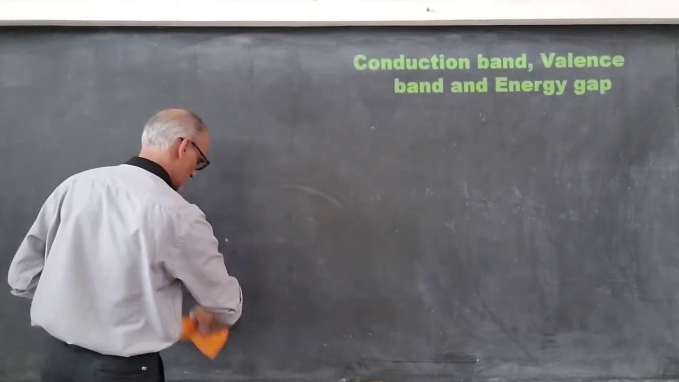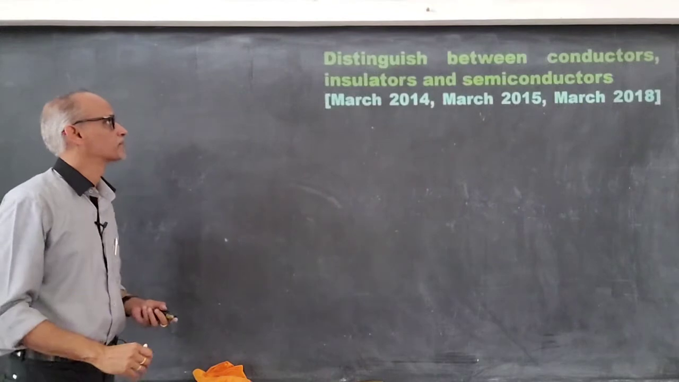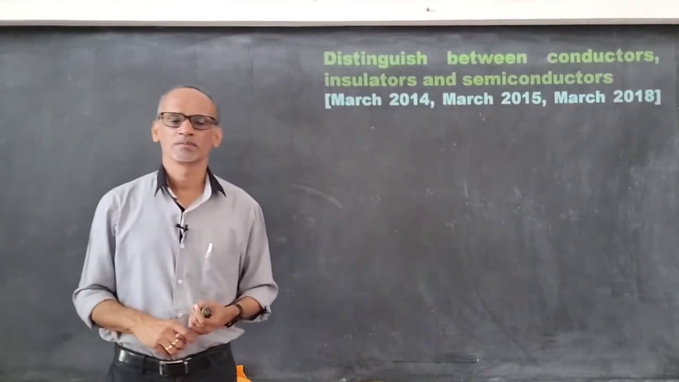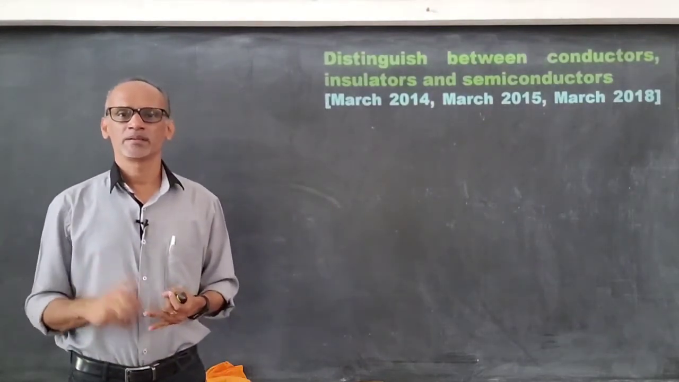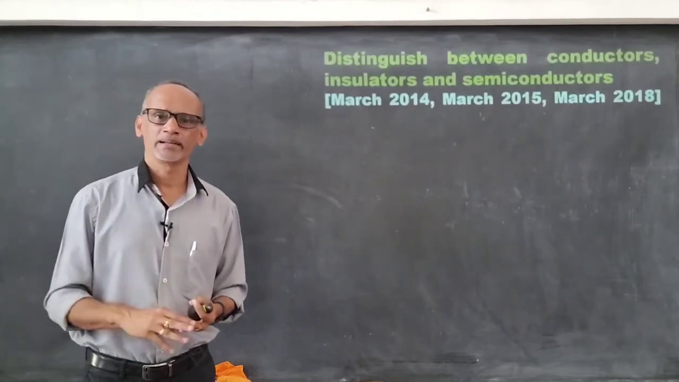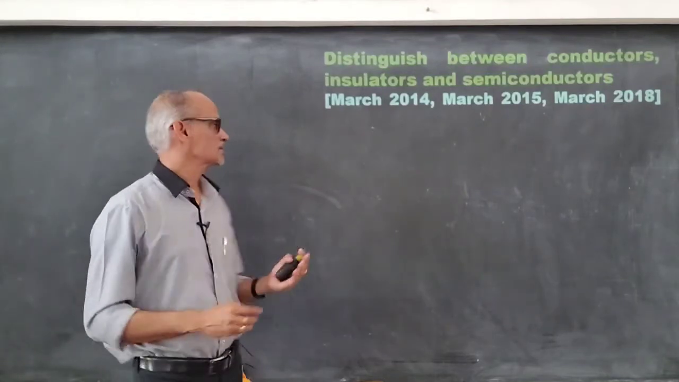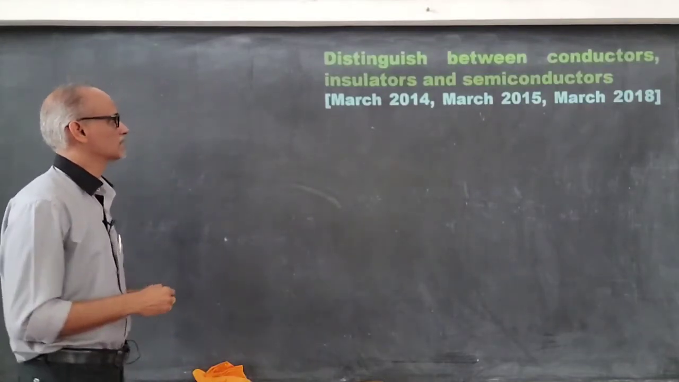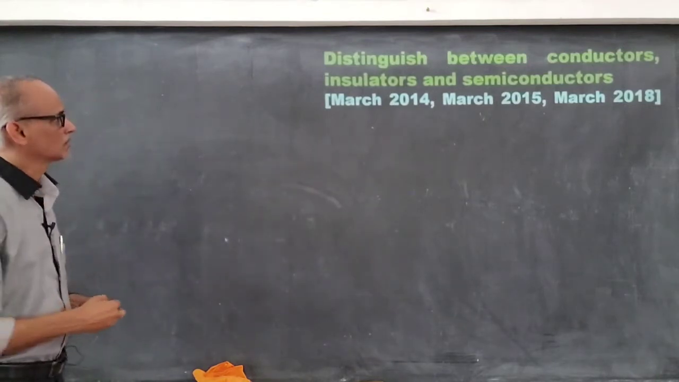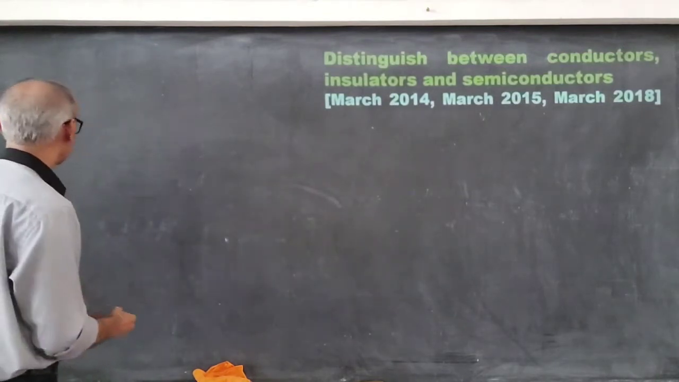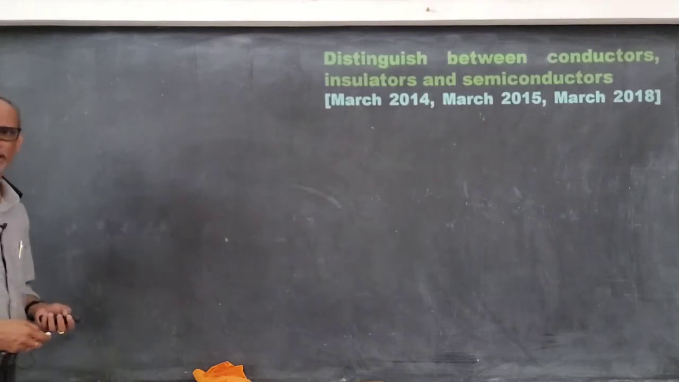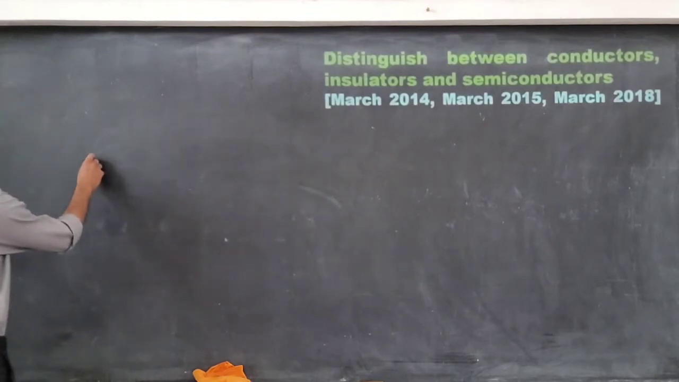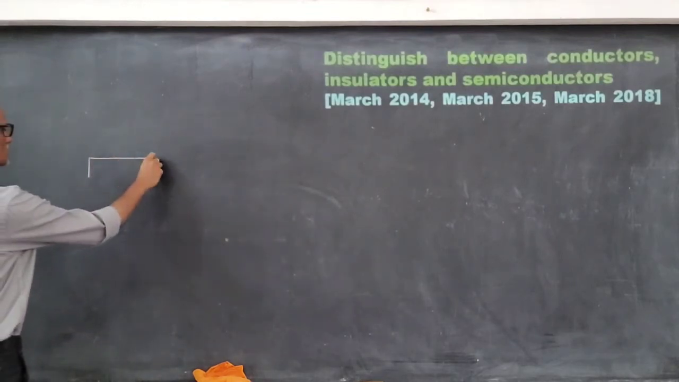Now, based on this band structure, we can distinguish a conductor, a semiconductor, and an insulator. This is a repeatedly asked question, so a very important question from the board exam point of view. Let me draw the band structure of the conductor first.